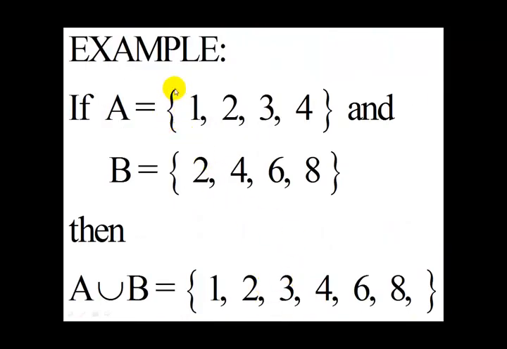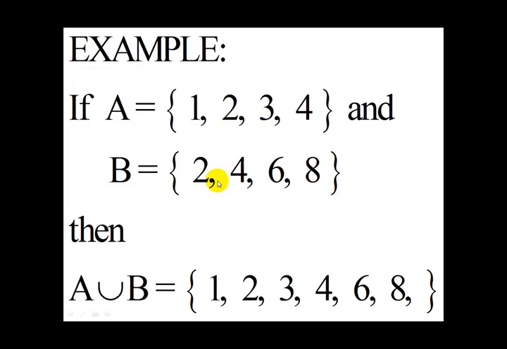Considering this example, the elements of the set A are 1, 2, 3, and 4. And the elements of the set B are 2, 4, 6, and 8. Now when we say A union B, it means that we are to combine the elements of the set A and the elements of the set B. But take note, for union of sets, repetition is ignored.